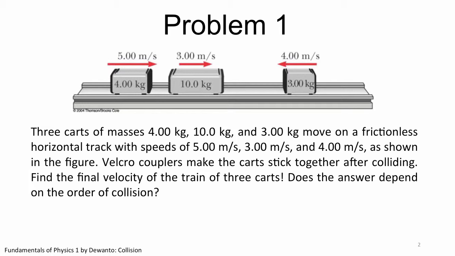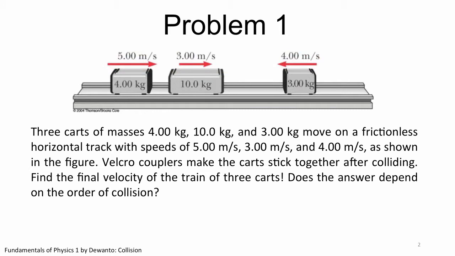That is, will it matter if the 4 kg block hits the 10 kg block first and both finally hit the 3 kg block, or if the 10 kg block hits the 3 kg block first and altogether both hit the 4 kg block? The directions of the individual velocities are provided in the diagram. How do we solve this problem?